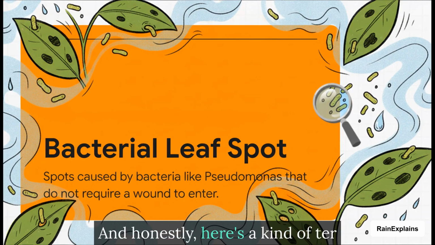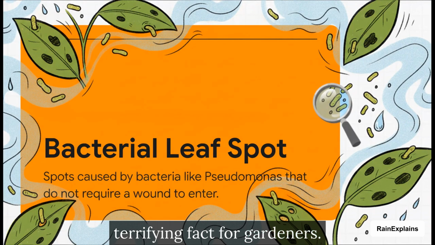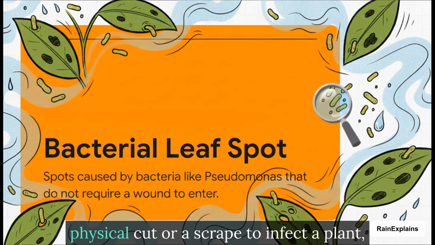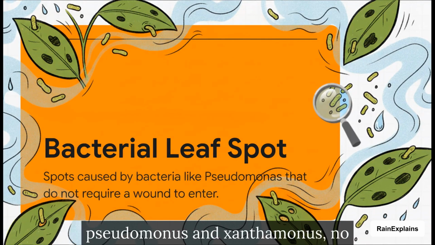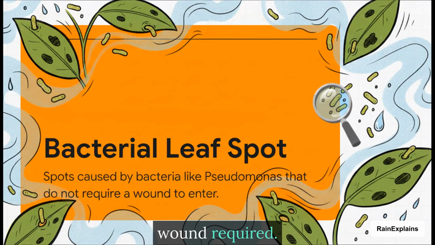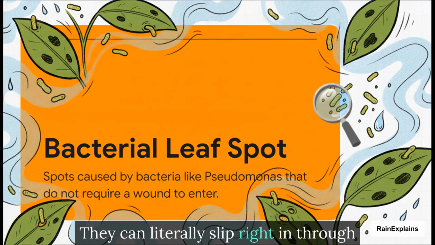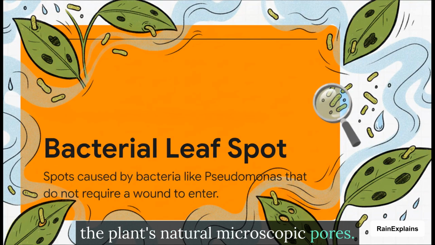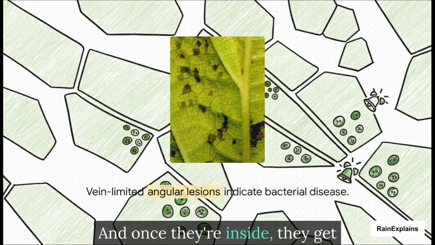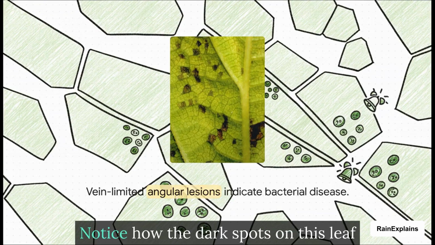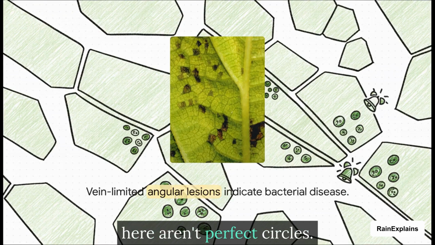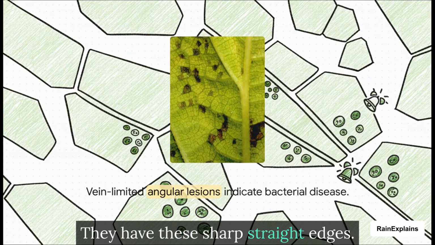And honestly, here's a kind of terrifying fact for gardeners. Unlike some diseases that need a physical cut or a scrape to infect a plant, Pseudomonas and Xanthomonas need no wound. They can literally slip right in through the plant's natural microscopic pores. And once they're inside, they get straight to work. Notice how the dark spots on this leaf here aren't perfect circles? They have these sharp, straight edges.